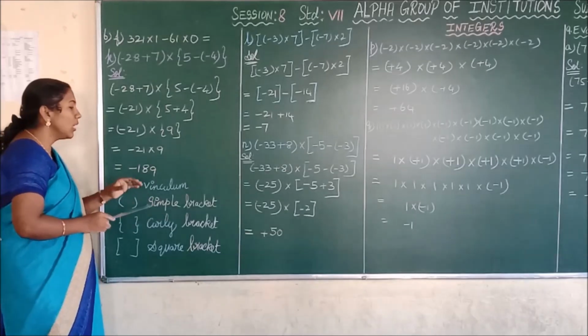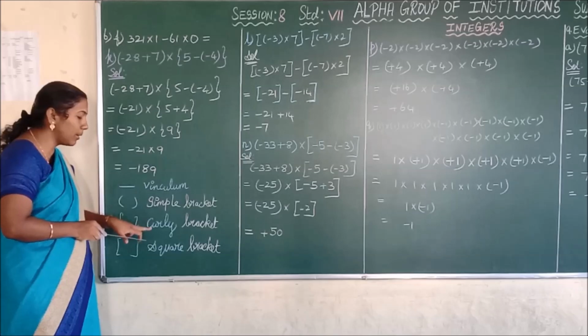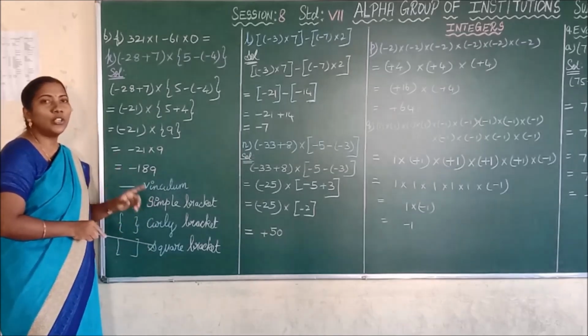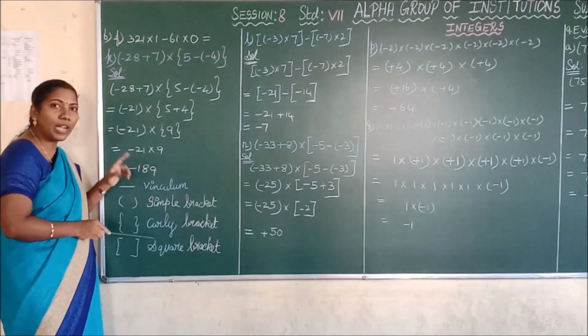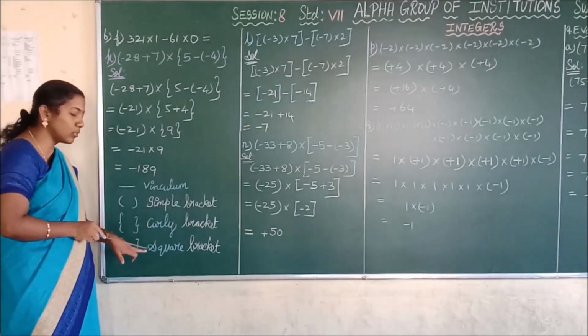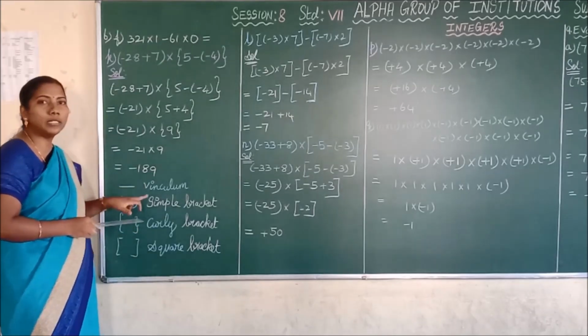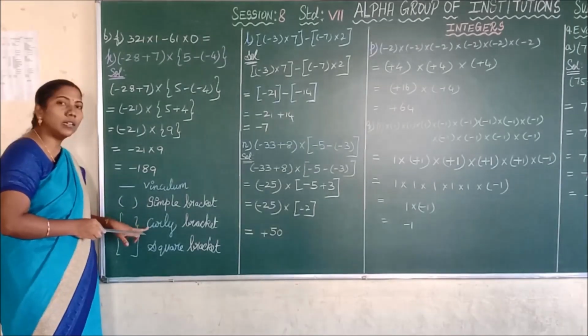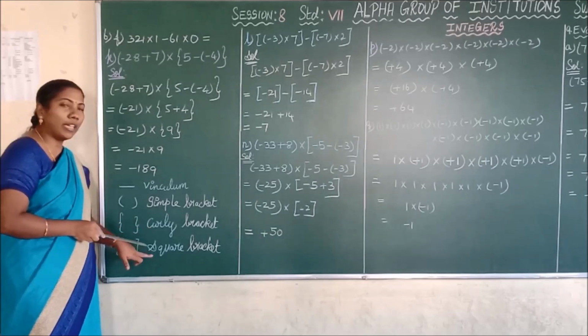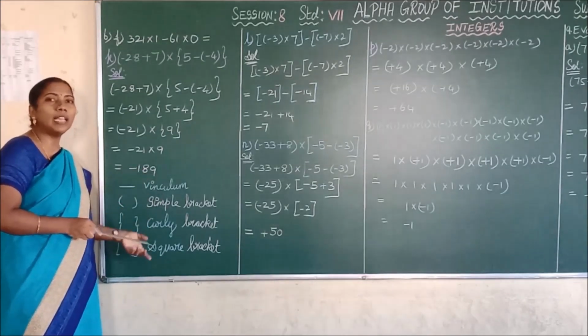You understand? If the sum involves vinculum, simple bracket, curly bracket and square bracket, first you have to operate the vinculum, then the simple bracket, then the curly bracket and then the square bracket. For that only I told the story. If you win means you should be simple. Then you should be provided with curly brackets in a square box. Like that you have to use the hint to remember the order of opening the brackets.